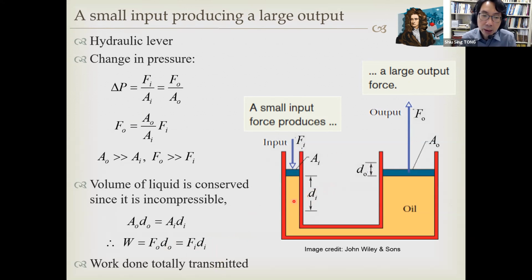But you can see, since my applied force is small here, I have to move a large distance in order for the piston on the right-hand side to move just a little bit. So that is a trade-off. I have to move a large distance in order to lift the object just by a little bit. That is dictated by the conservation of energy.